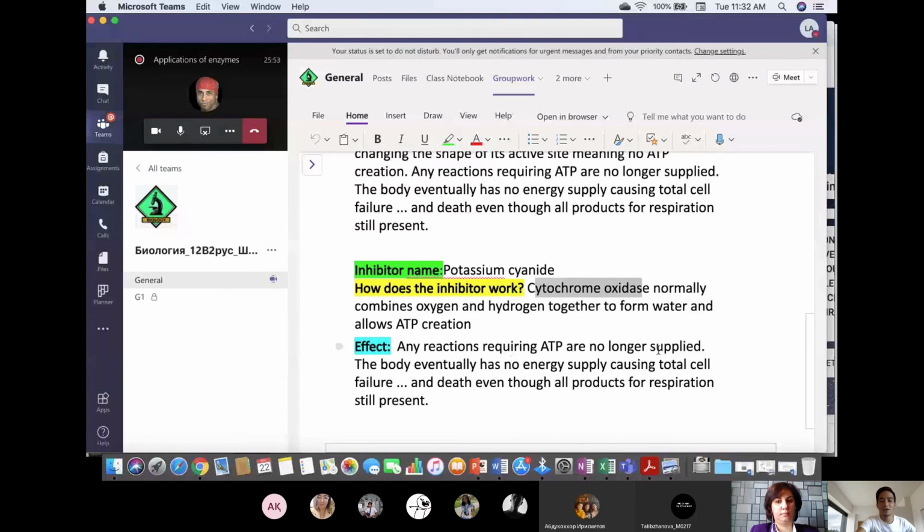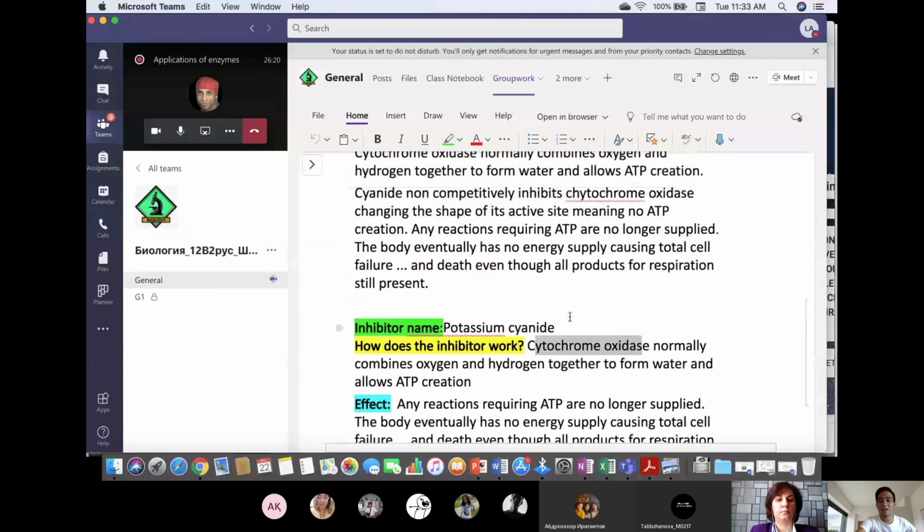Very good. Remember, in cellular respiration, 2 ATPs are produced in glycolysis, 2 in Krebs, and 34 in the electron transport chain. So this cytochrome oxidase is used in the electron transport chain. So imagine the 34 ATPs will not be produced if this one is inhibited by potassium cyanide. So the cell will not be able to produce enough ATP.